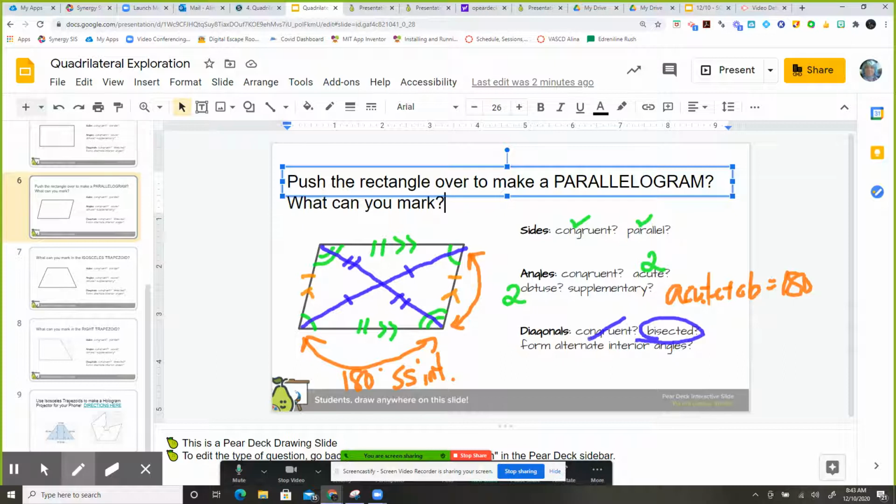Do they form alternate interior angles? Can I make that Z? Yes, absolutely. And I can make it the way I've been making it, or I can make it this way, right? So they can go in multiple directions, but we definitely have alternate interior angles because you can make that Z. Or you can make the Z this way.